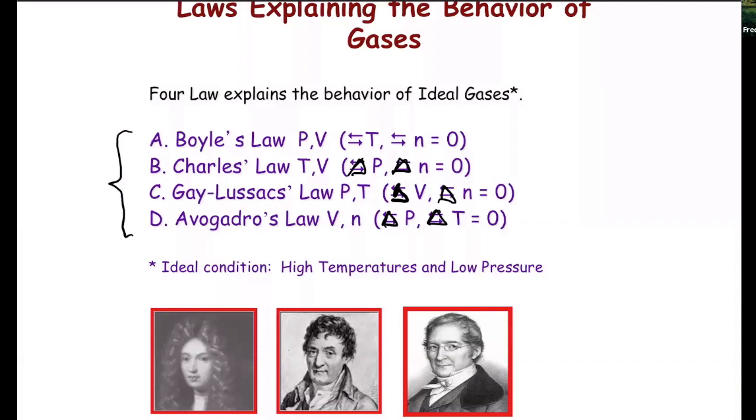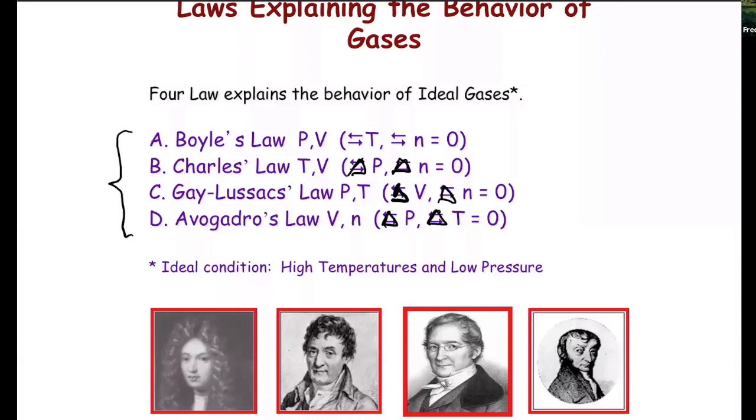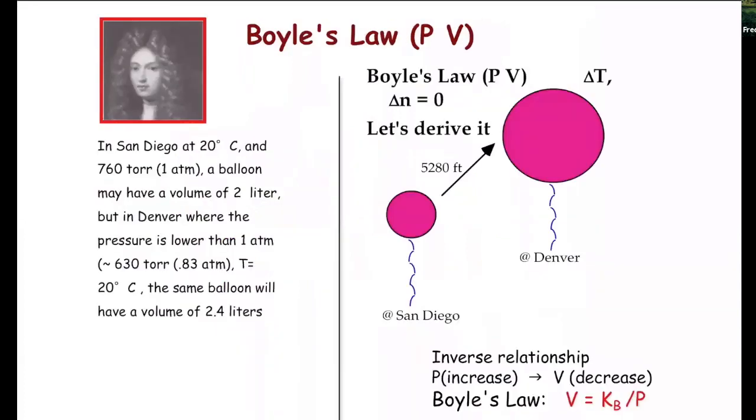So that's Guy Lussac. Again, this is Boyle's law. In San Diego, if you have a balloon, you're going to feel a pressure of 1 atmosphere. If you take that same balloon and you go to Denver, where the atmospheric pressure is lower, or the classic example is a bag of potato chips, as we go from sea level up to Bear Mountain, it gets bigger. Then you can see that, with delta T and delta n equal to 0, the volume increases. And this is Boyle's law right here.